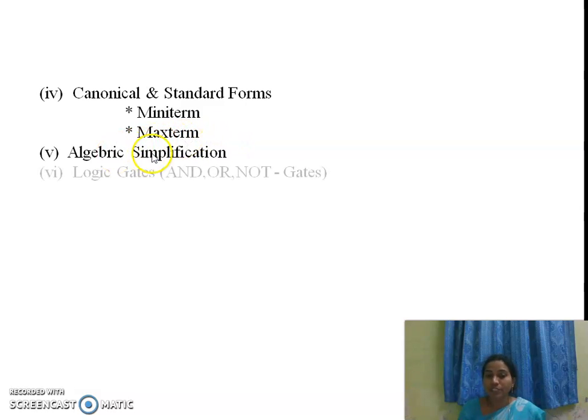Then go for algebraic simplifications. Algebraic simplification is very important. They may give one Boolean expression and ask to reduce the number of literals. How do we reduce the number of literals? By applying some basic theorems and properties, we reduce the number of literals as much as possible. These are problems they may ask. Very important, 2 marks and 5 marks algebraic simplifications.